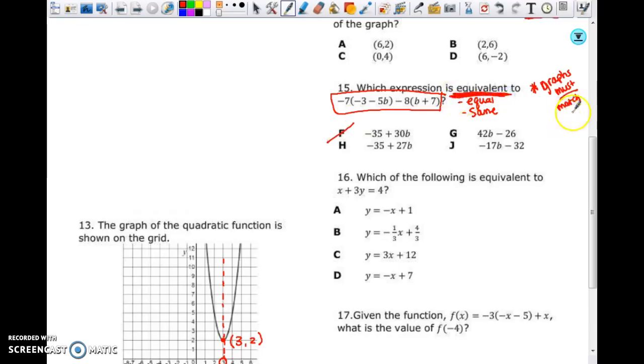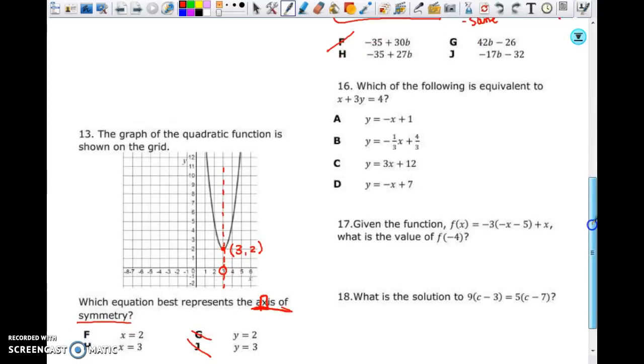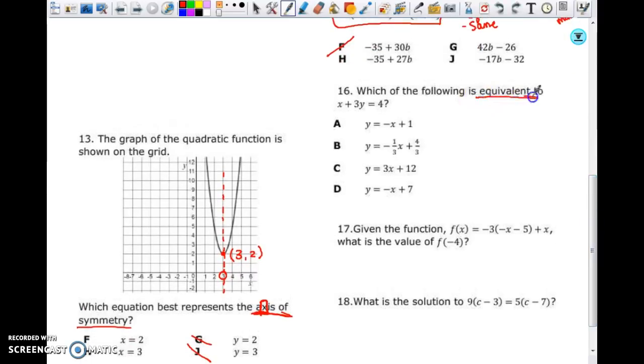All you got to do is match a graph. Okay, so then for number 16, which of the following is equivalent? Again, they give you this whole equation. If you're looking for something equivalent, they must be the same. Anytime you see that, graph it. Let's look at it.